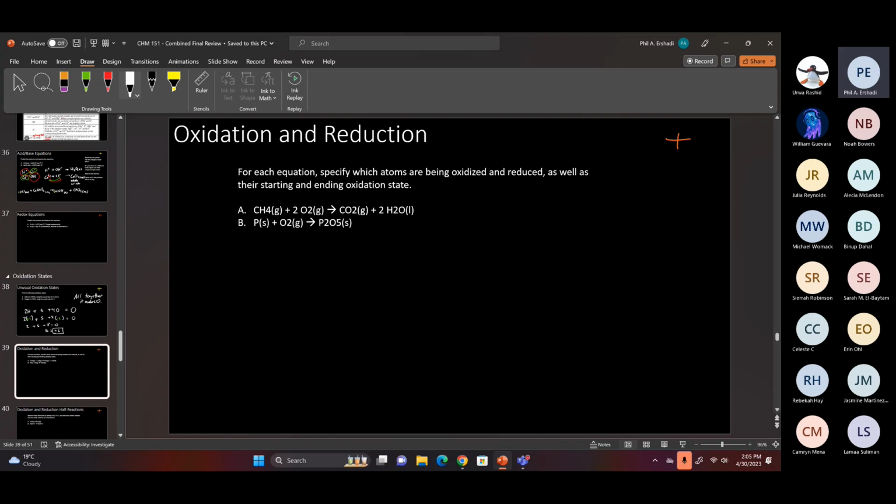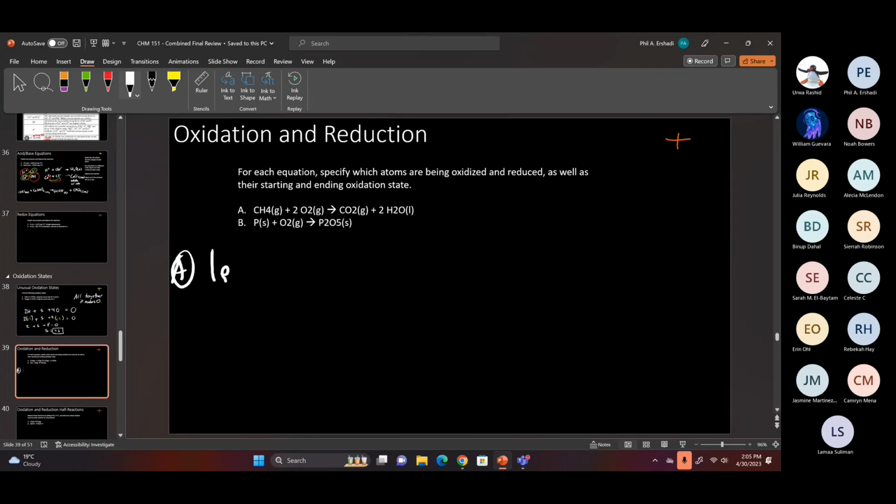So for each equation, this question says to identify which atoms are being oxidized, which atoms are being reduced, as well as their starting state and ending state. Okay. So question A, we have CH4. Let's look at the left side first. We have CH4.